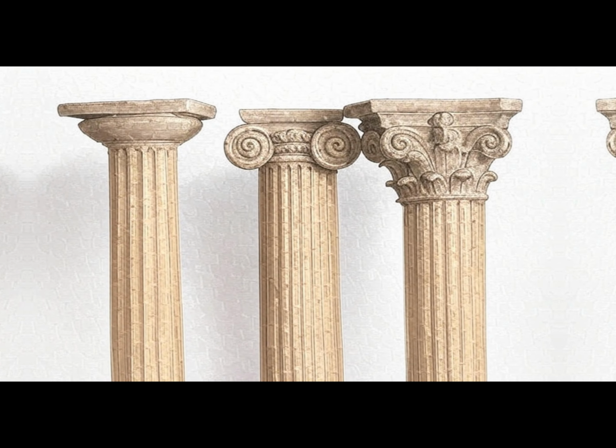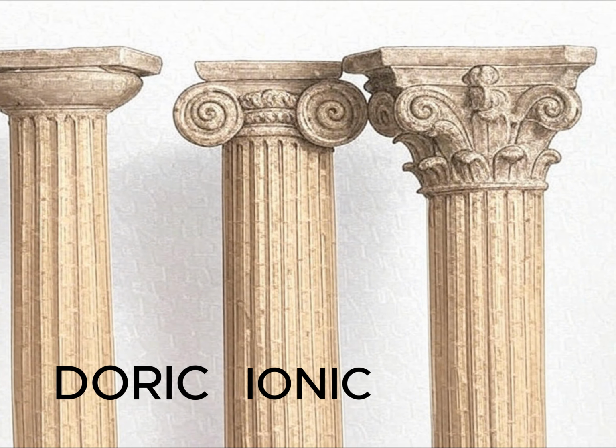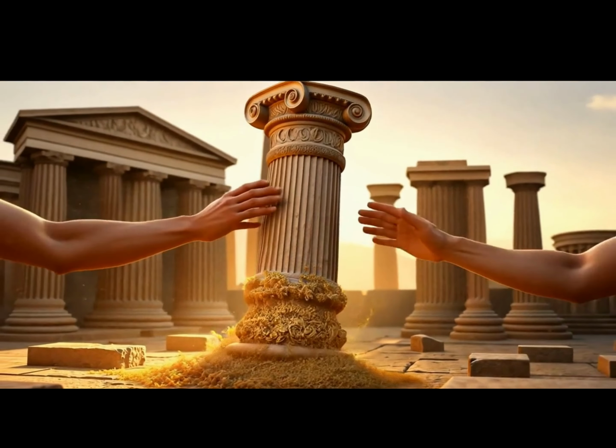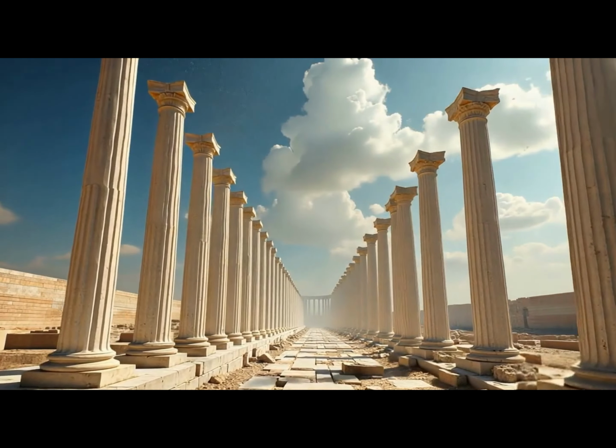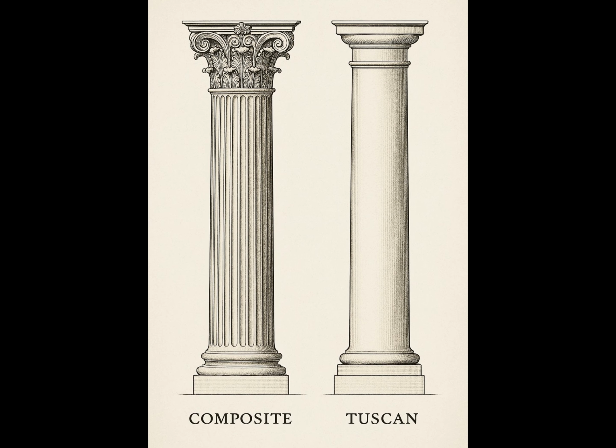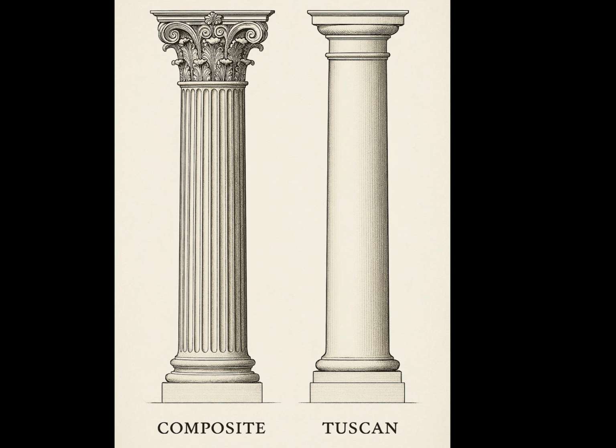They developed three orders: Doric, Ionic, and Corinthian. The Romans later adopted these styles and made them their own. In addition to the Greek orders, the Romans introduced two of their own, the Tuscan and Composite orders, bringing new levels of refinement and variation.